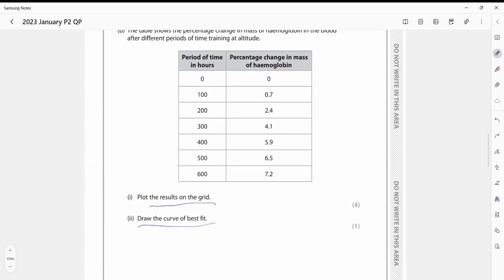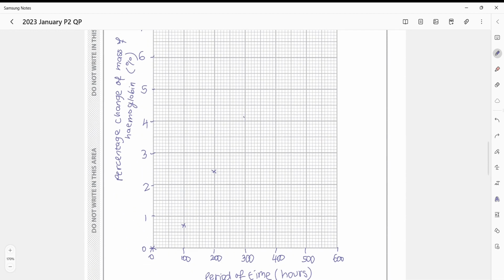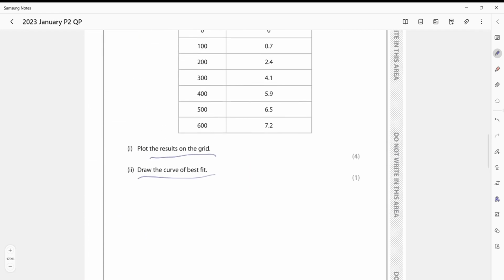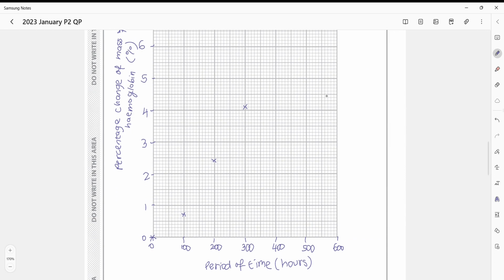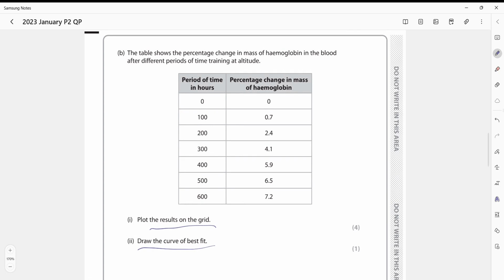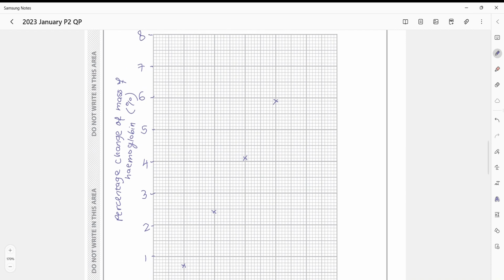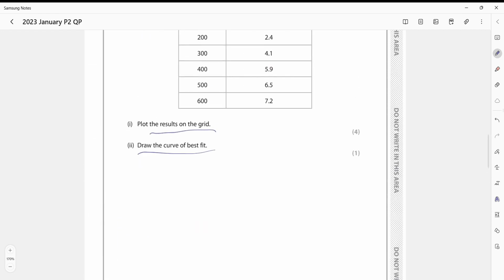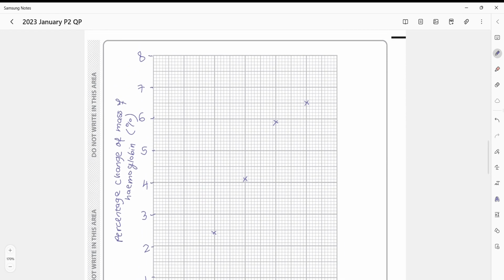Okay, let's move on to the third point. That's 304.1. 304.1, that's there. This one is 405.9. 405.9 is here. Okay, and then we've got 506.5. 506.5. And lastly, 607.2. 607.2.